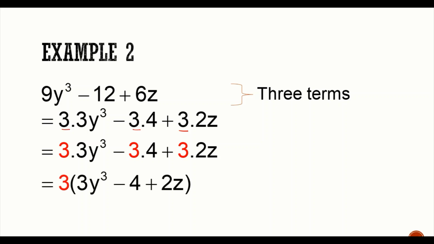So you take out 3 as a common factor. So you are left with the 3y cubed for the first term. You are left with 4 for the second term. And you are left with 2z for the last term. So that is how you take a common factor for this particular trinomial.